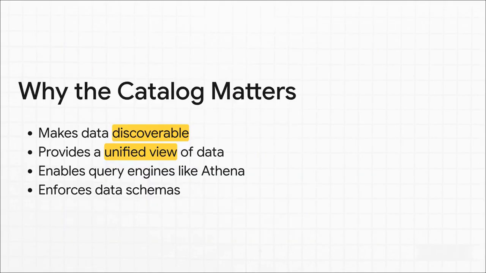And you really can't overstate how important this catalog is. It's the linchpin of the whole system. It's what makes all that data discoverable. It gives you a single unified view of everything you have. And crucially, it enables powerful query engines like Amazon Athena to find what they're looking for instantly. Honestly, without the catalog, you just have a bunch of organized files. With it, you have a living, breathing, queryable database.